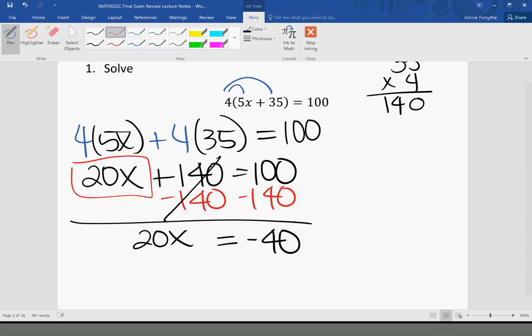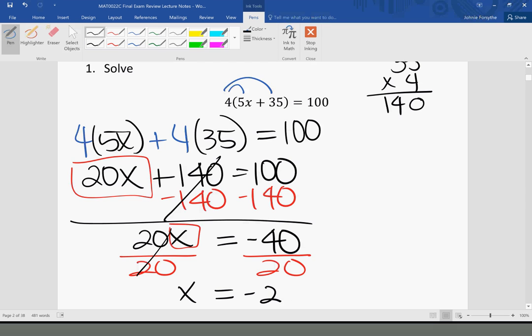And then to solve for x and get x completely by itself, we're going to divide by 20 on both sides. So then 20x divided by 20 leaves me with x equals, and then negative 40 divided by positive 20 is going to give me a negative 2. So this is my solution.